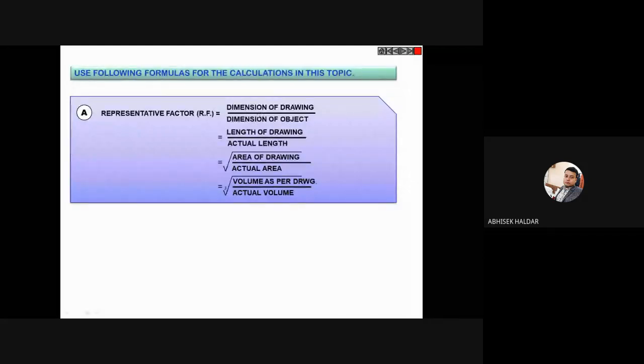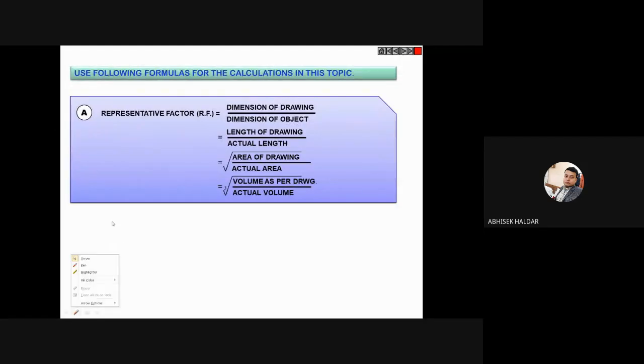Now, just for your example, if the dimension of drawing is much less than the actual dimension of the object, then let me write some value here. Say I am having 1 is to 10. I am saying that the RF ratio is 1 is to 10. That means the dimension of drawing is 1 unit, and my actual dimension of the object is 10 units. This point is clear? Yes, sir.